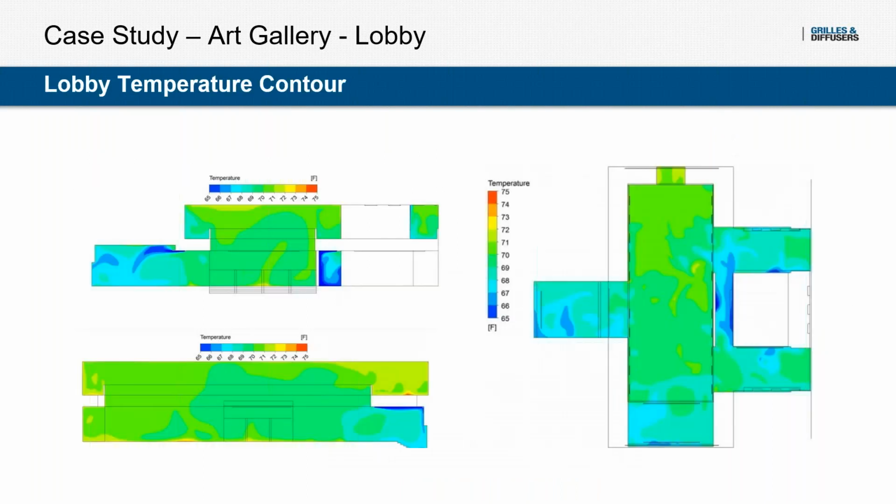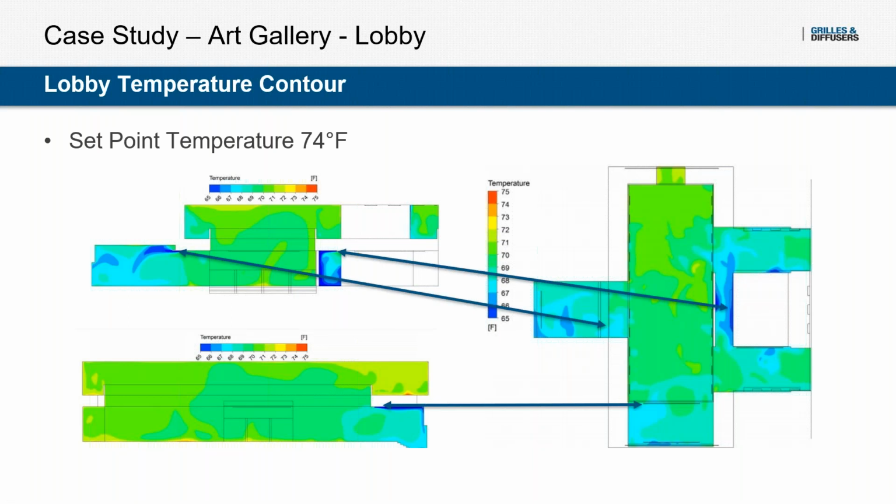So diving in and looking at some of the temperature contours for this lobby space. Here we've got some side views of the lobby as well as a plan view. The temperature set point was 74. And we can see here the slot diffusers as well as their location in the plan view. If we take a closer look at that scale, we can tell that everything is well below the set point of 74. Everything is more or less in green or blue, so under 71 degrees Fahrenheit.